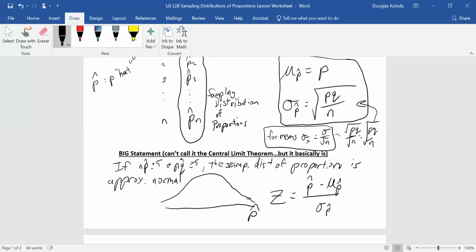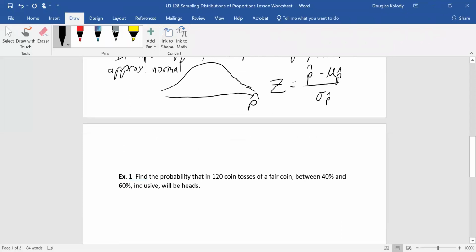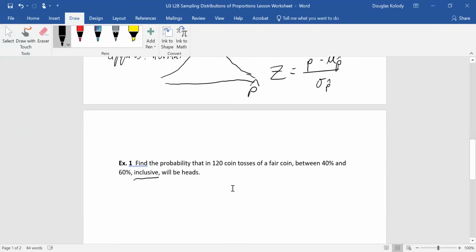All right, let's get to our one and only example for today. You could pause this video and look at it any time. Here we go. Find the probability that in 120 coin tosses of a fair coin, between 40% and 60% will be heads, inclusive. I'm going to underline that word inclusive. That's important. We're going to include 40% and we're going to include 60%. All righty then, let's get to it.